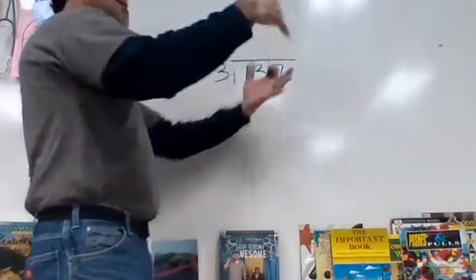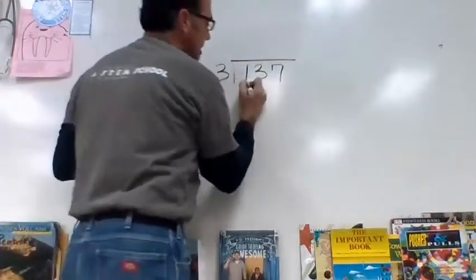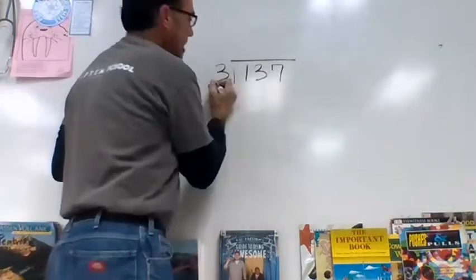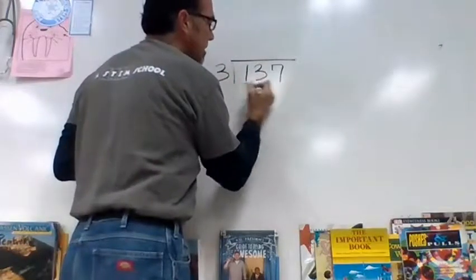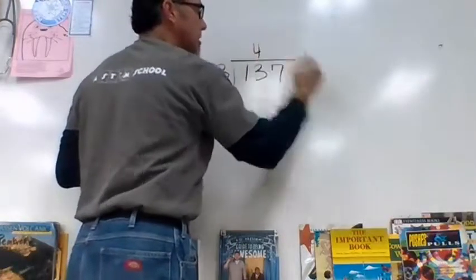So it must be, maybe it's 40. That's 120. See how you do this? Kind of guess and check. But let's not worry about it. Let's just divide it. 3 goes into 1 how many times? 0. Can't do it. Just can't do it. 3 goes into 13. Know your math facts? 3 times what gets me close to 13? That's a 4. That's the divide part.